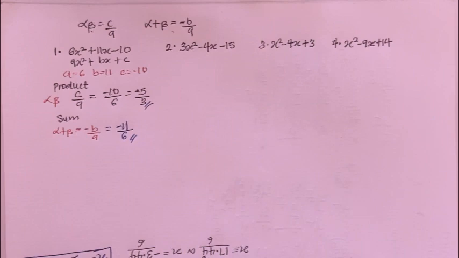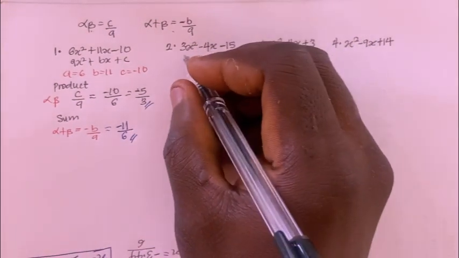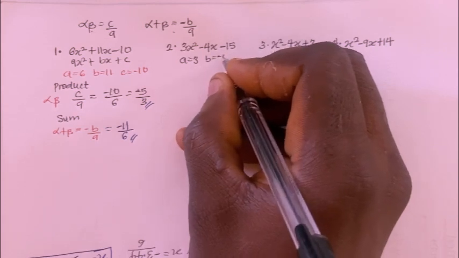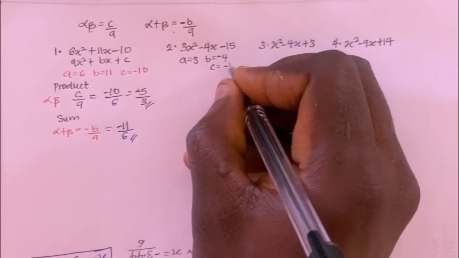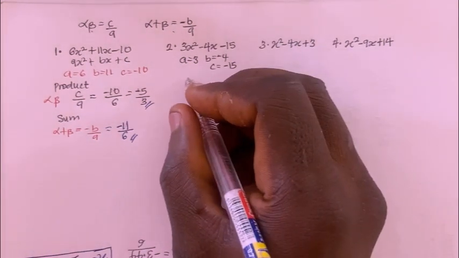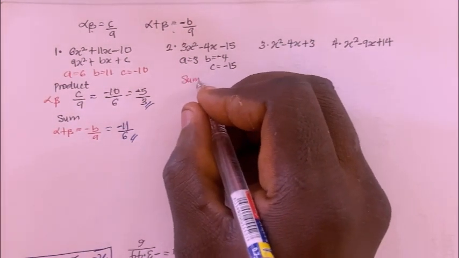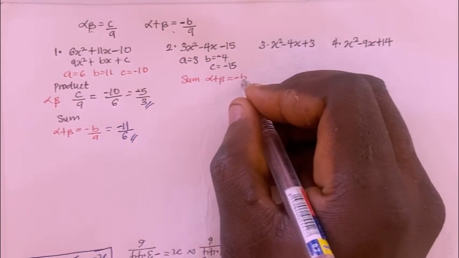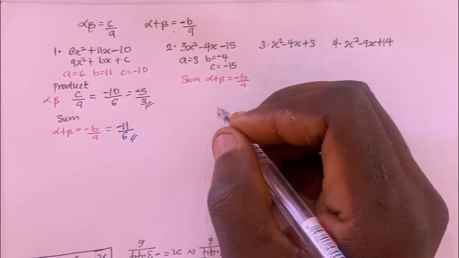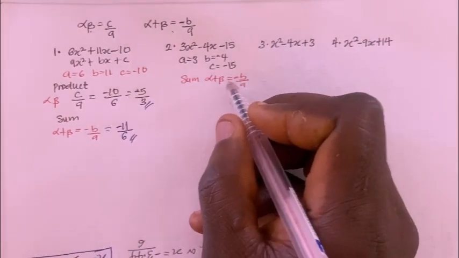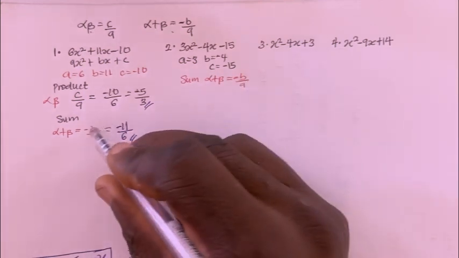Now let's move to the second question. So here my a is 3, my b is equal to minus 4, and my c is equal to minus 15. In this case, the sum of the roots is alpha plus beta, and alpha plus beta is actually minus b divided by a. Exactly. So here I'm having minus b divided by a, which indicates the sum of the roots.